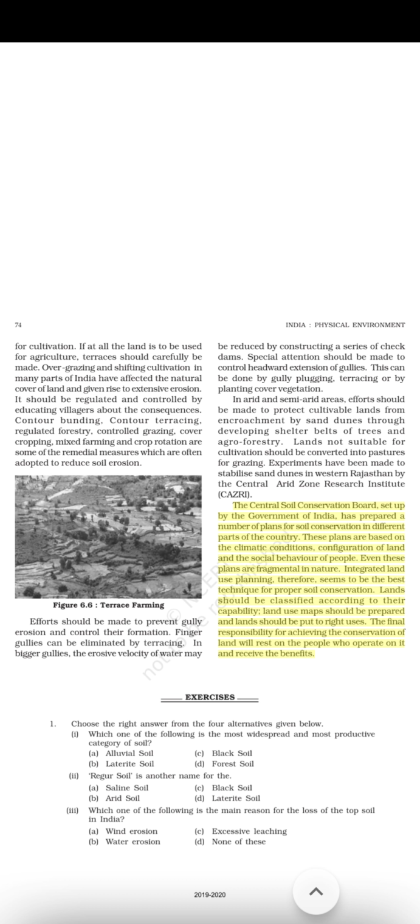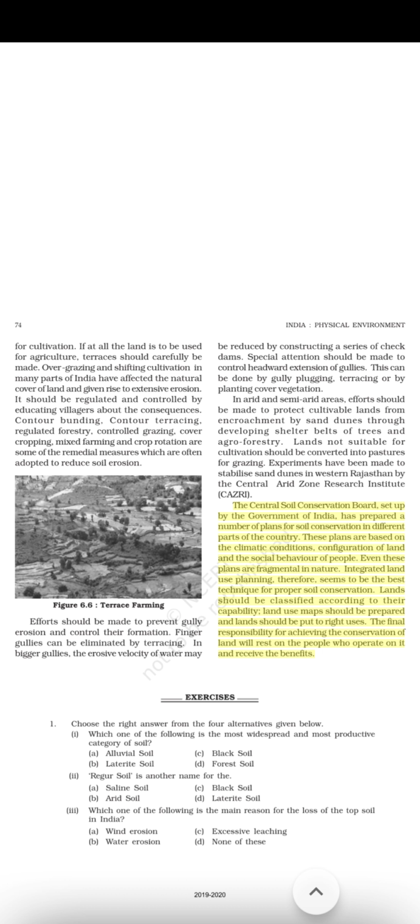The Central Soil Conservation Board, set up by the Government of India, has prepared a number of plans for soil conservation in different parts of the country. These plans are based on the climatic conditions, configuration of land, and the social behavior of people. Even these plans are fragmental in nature. Integrated land use planning, therefore, seems to be the best technique for proper soil conservation.